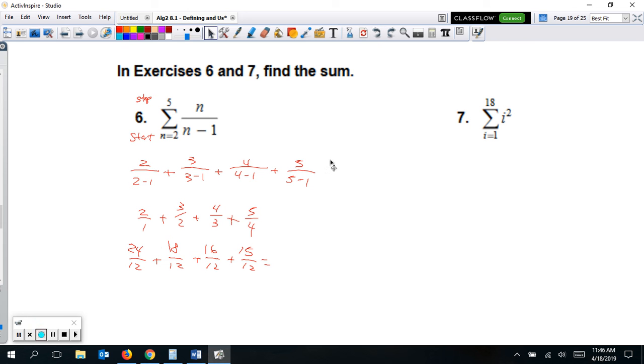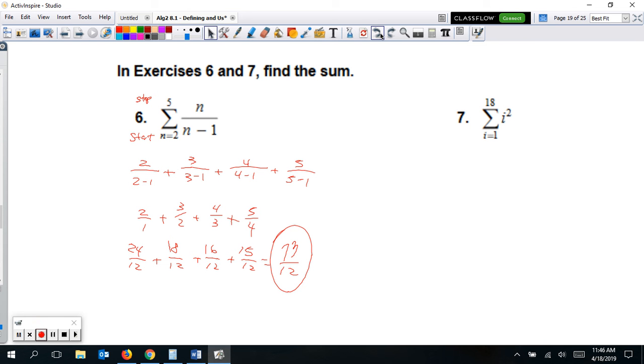And so now we can just look at all these numbers here. The numerators, just add them up. So 24 plus 18 plus 16 plus 15. Add that all up. It is equal to 73. So we're at 73 over 12 for our answer. That's the sum. And you can leave it as an improper fraction.